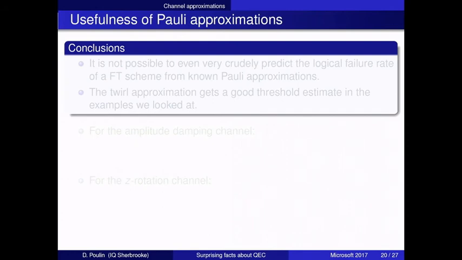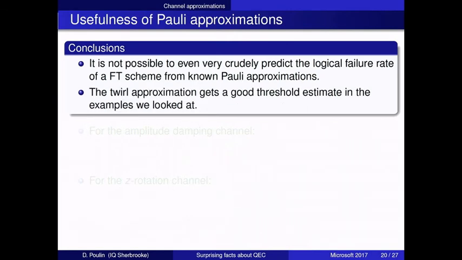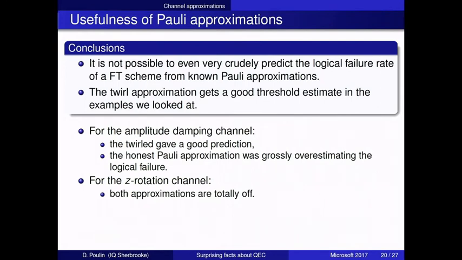Okay? So what's the conclusion here? It's that it is not possible to even crudely predict the logical failure rate of a fault-tolerant scheme from known Pauli approximations. Okay? It seems like you need to simulate the real noise model if you want to know how it will behave. So the twirled approximation gets good threshold estimates in the handful of examples that we've studied. I would not take this for granted. There might be exceptions to this. So we saw that the approximations can go either way, so none of them are reliable.